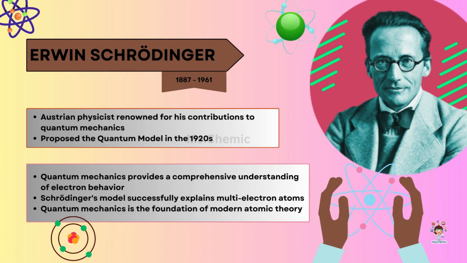Erwin Schrödinger, Austrian physicist renowned for his contributions to quantum mechanics, proposed the quantum model in the 1920s. Quantum mechanics provides a comprehensive understanding of electron behavior. Schrödinger's model successfully explains multi-electron atoms. Quantum mechanics is the foundation of modern atomic theory.